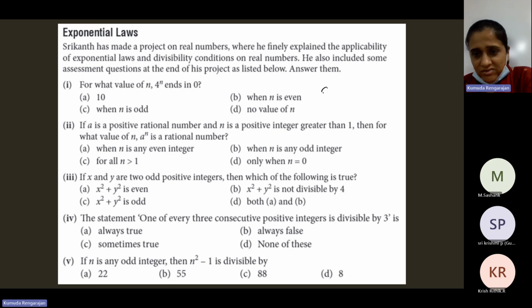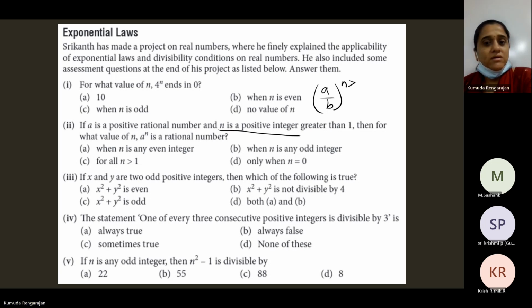But the base is a rational number. The base is a rational number. The power is anything greater than 1, because here it's given that n is a positive integer, meaning it's greater than 0. So now when will this be a rational number? Actually, there's nothing much to talk about. It will always be a rational number. For whatever power, whatever base a by b you take and any power, it will always be rational.